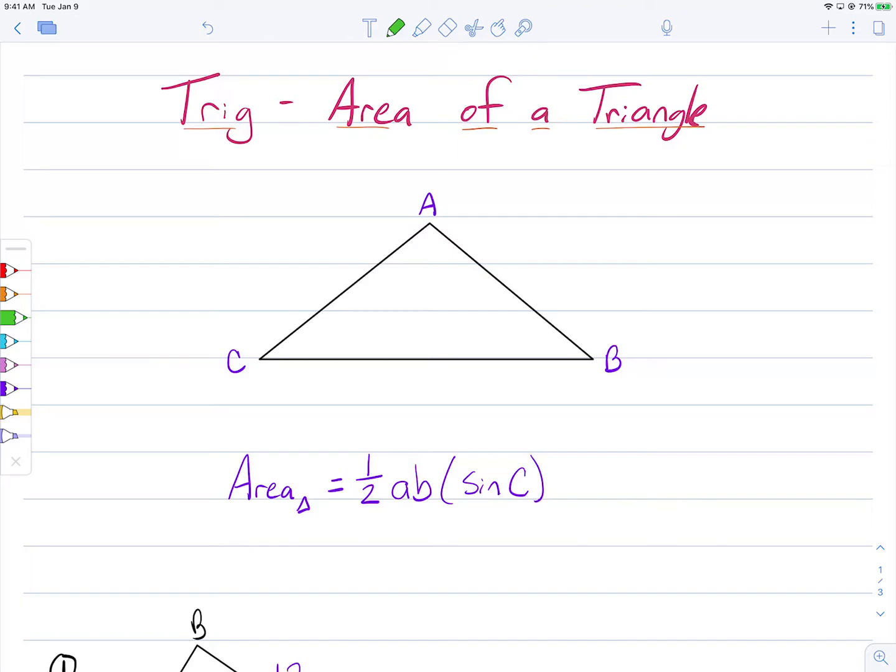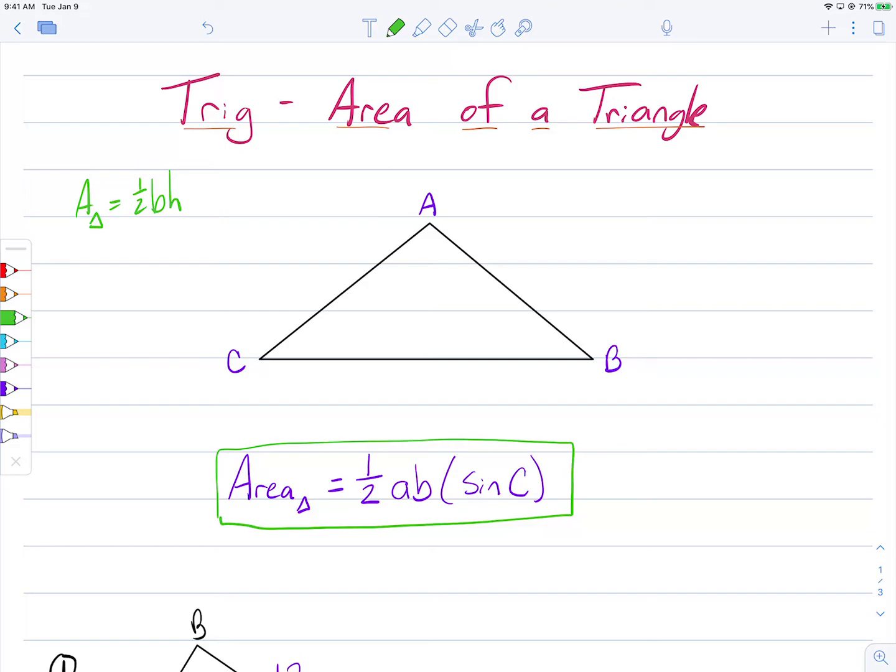Area of a triangle using trigonometry. So if you remember back to finding the area of a triangle, it is 1/2 the base times the height. Well, in the triangles we're going to be working with today, we're not going to have enough information to know the base and the height. So we're going to use a different formula, and it is this down here. The area of the triangle is 1/2 ab sine C.